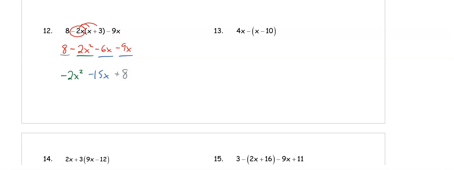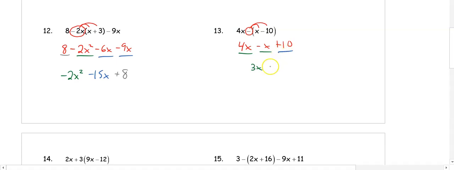In number 13, the thing touching the parenthesis here is a -1. So we're distributing a -1 to change those signs. So we have 4x minus x plus 10. Our x's can combine together. So 4x minus x is 3x. And 10 doesn't have anything else to combine with, so it stays as plus 10.